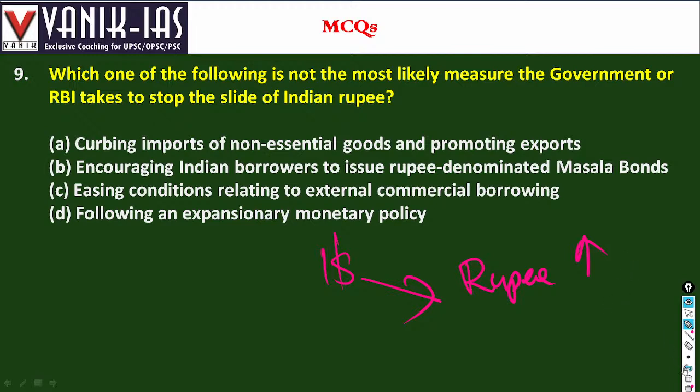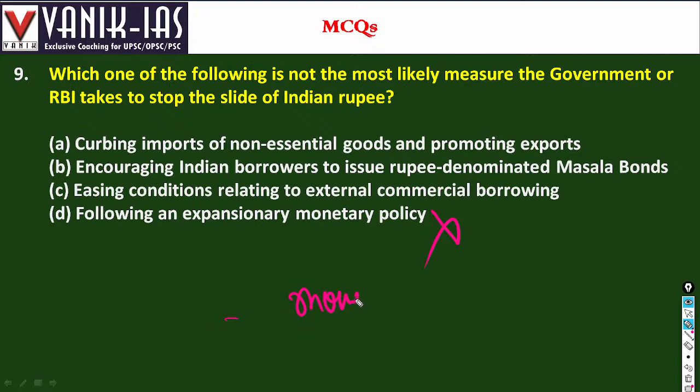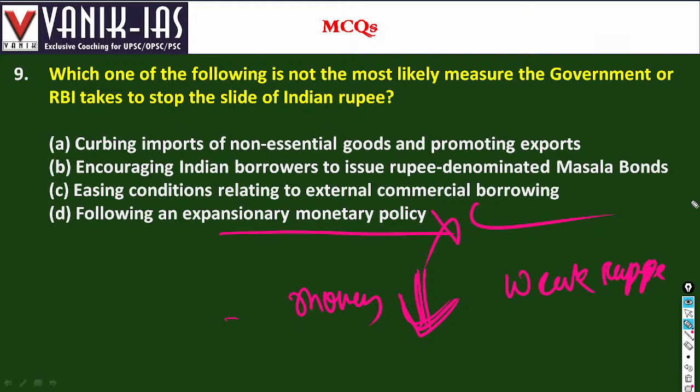Following an expansionary monetary policy. So this is wrong. Why? Because expansionary monetary policy means the money supply in the market will increase, which means its value will decrease. And if the value of money decreases, that is what we call a weak rupee. So it cannot be expansionary monetary policy.